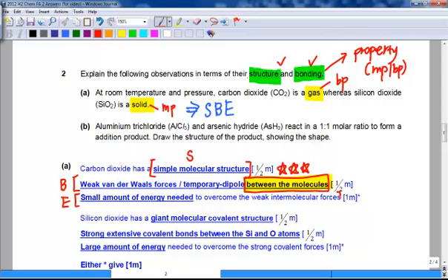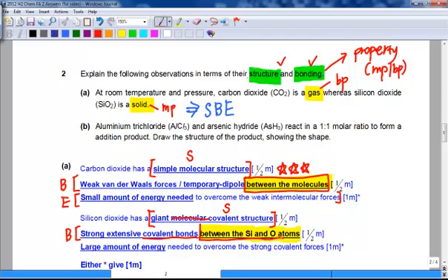So for CO2, we have our SBE. For silicon dioxide, it is also very systematic. Giant covalent structure, so this is our S. Then for B, it is simply strong extensive covalent bonds between the Si and O atoms. Please take note of this part.